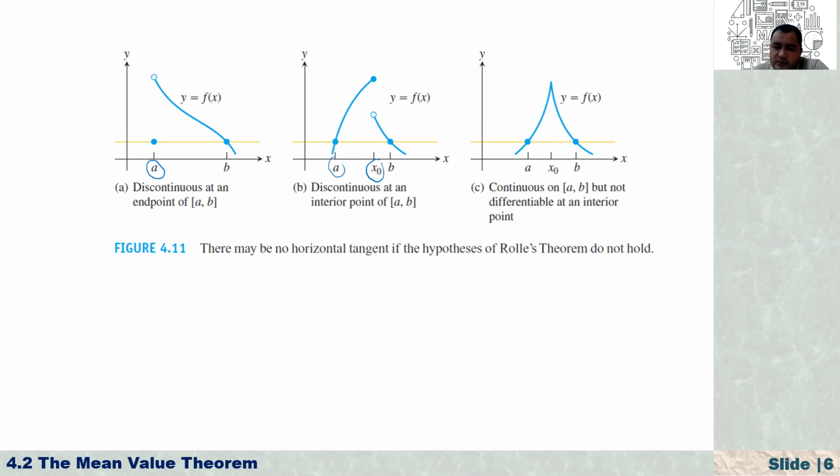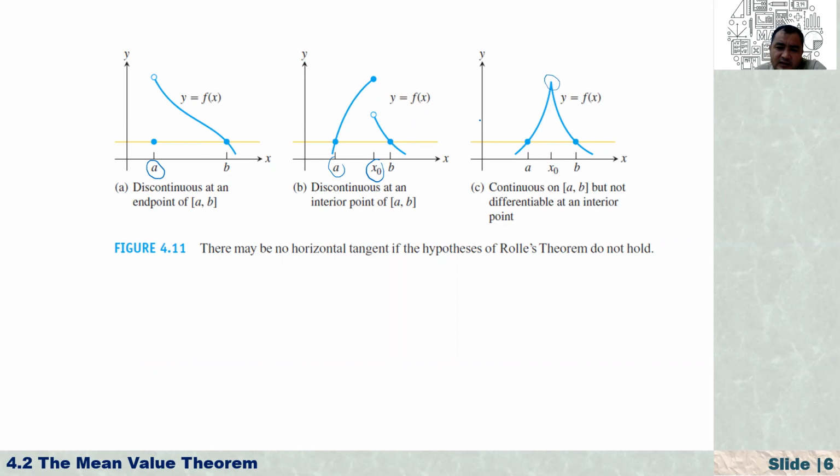And the third one, as you see here, is continuous everywhere over the interval AB in graph C, but only at one point, at this point x sub 0, the function is not differentiable. Why? Because you cannot draw any tangent here. We have a lot of different tangents. Anyway, it's not differentiable there. It's a kind of cusp, right?